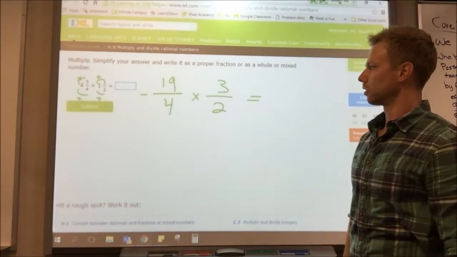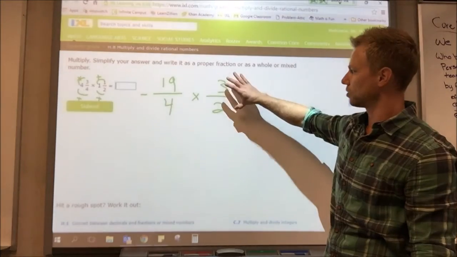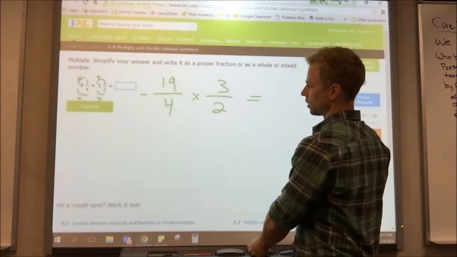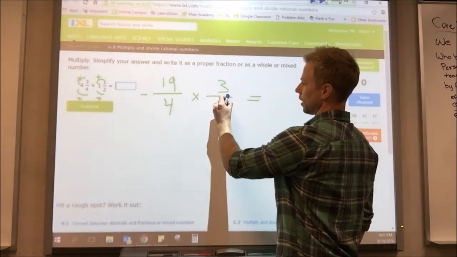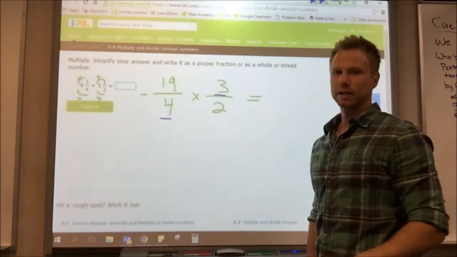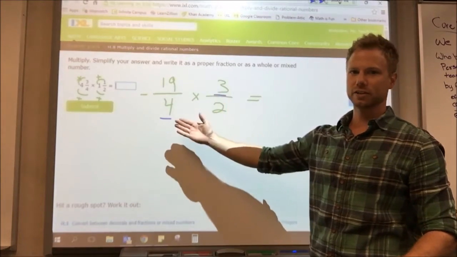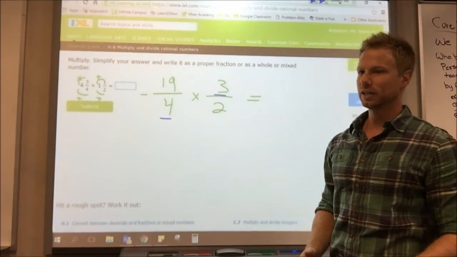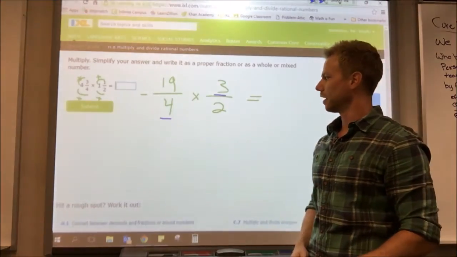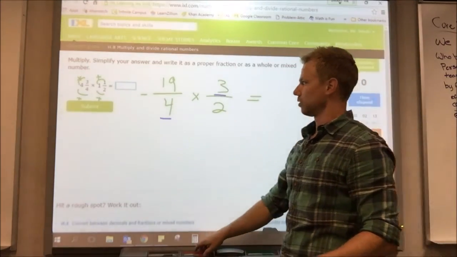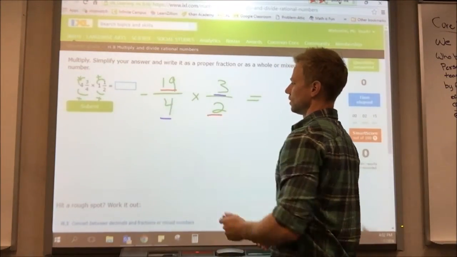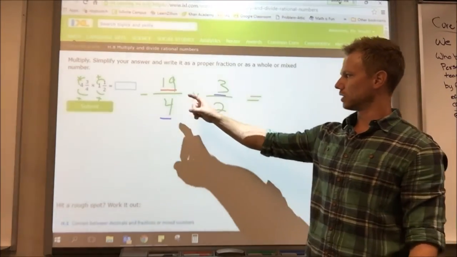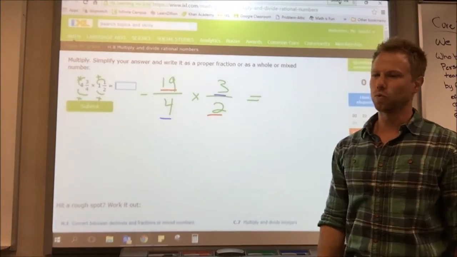First thing we should look for is to see if we can reduce any fractions or do any cross canceling. Okay? So if I was going to cross cancel, I would look at 3 and 4 and determine if they have any common factors that I could divide out. Nothing goes into 4 and 3 evenly besides 1, so there's nothing I can cancel. And then I would do the same thing and look at 19 and 2 and see if there's anything I could cancel, divide out there. But nothing goes into 19 or 2 besides 1 either.